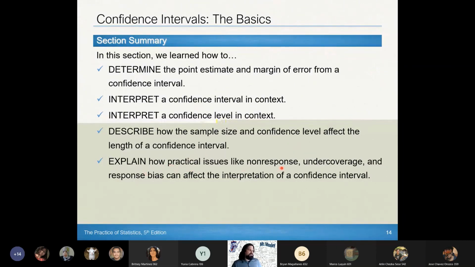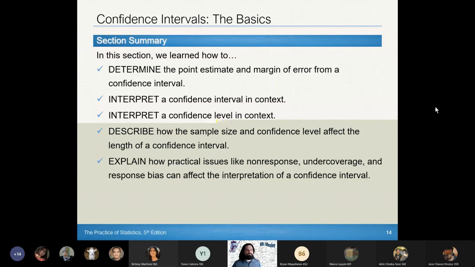And explain how practical issues like non-response, undercoverage, and response bias can affect the interpretation of a confidence interval. If we have these things, that's going to affect whether we can even interpret the confidence interval. If we realize we didn't sample well or our sampling is off, we're going to have problems. We might have to try again.